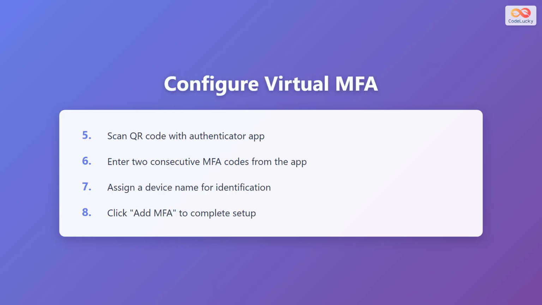Now we'll complete the MFA configuration. First, scan the QR code displayed on the screen using your Authenticator app. Next, enter 2 consecutive MFA codes generated by your app to verify the connection. Then, assign a device name to help you identify this MFA device later. Finally, click Add MFA to complete the setup process.